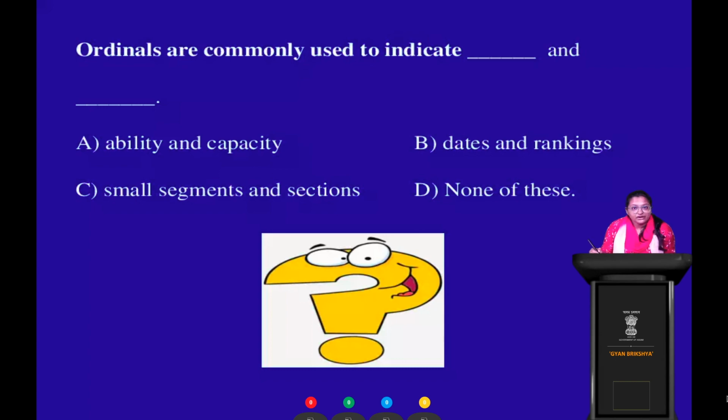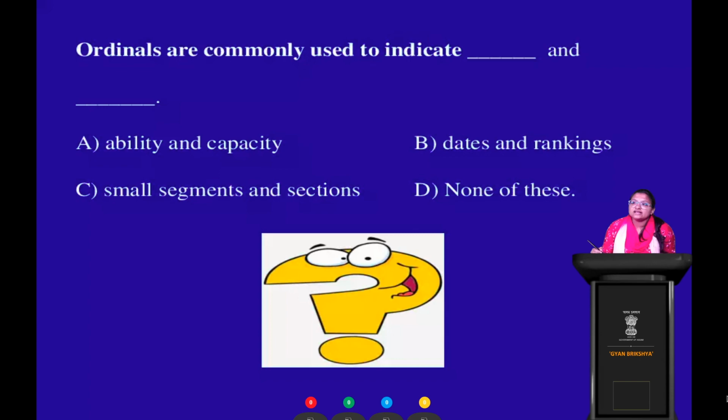Each option has a pair. So select the correct option and then give me your responses. Ordinals are commonly used to indicate dash and dash. Which option, according to you, is the correct option? Go ahead and let me know. Okay, very good. The correct option is, of course, option B, dates and rankings.